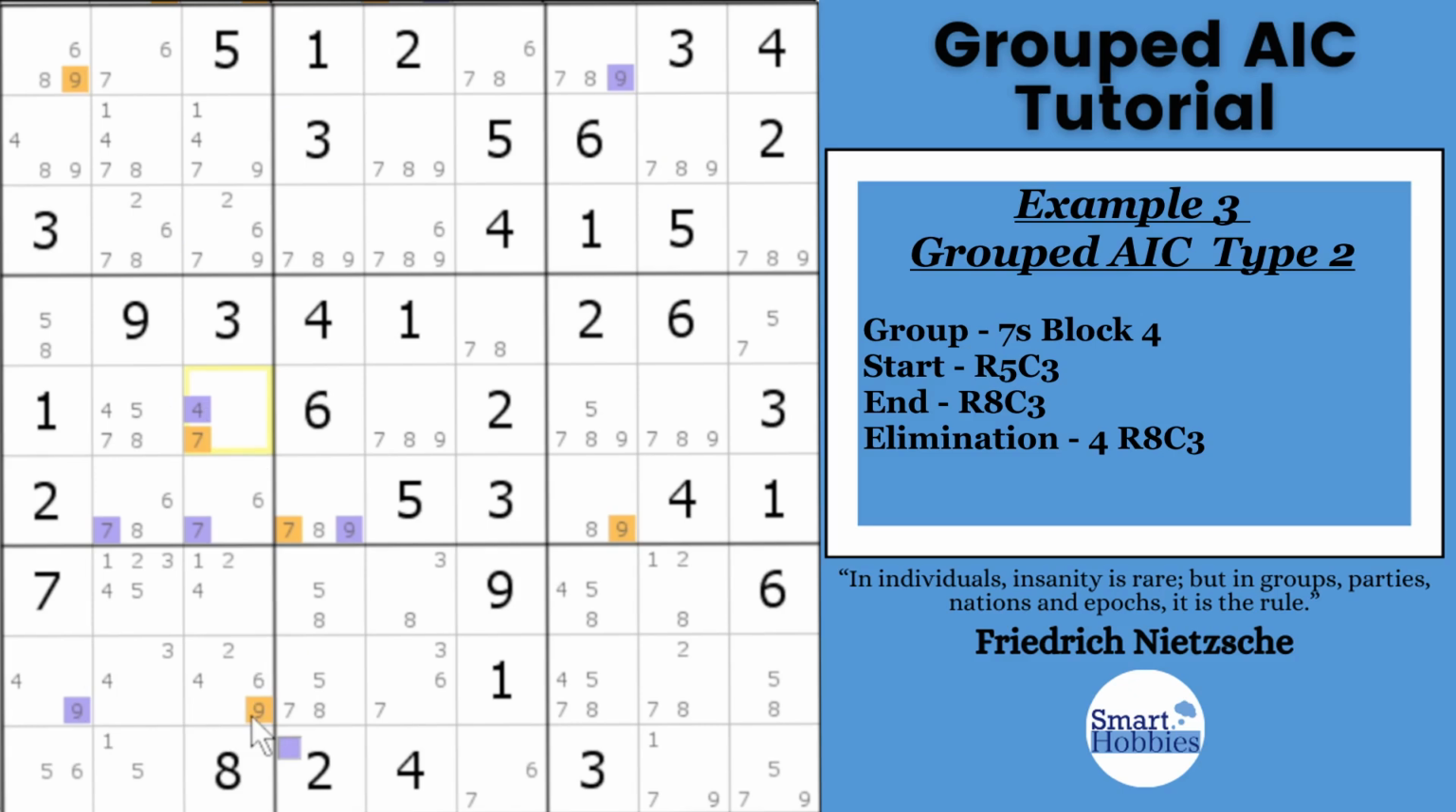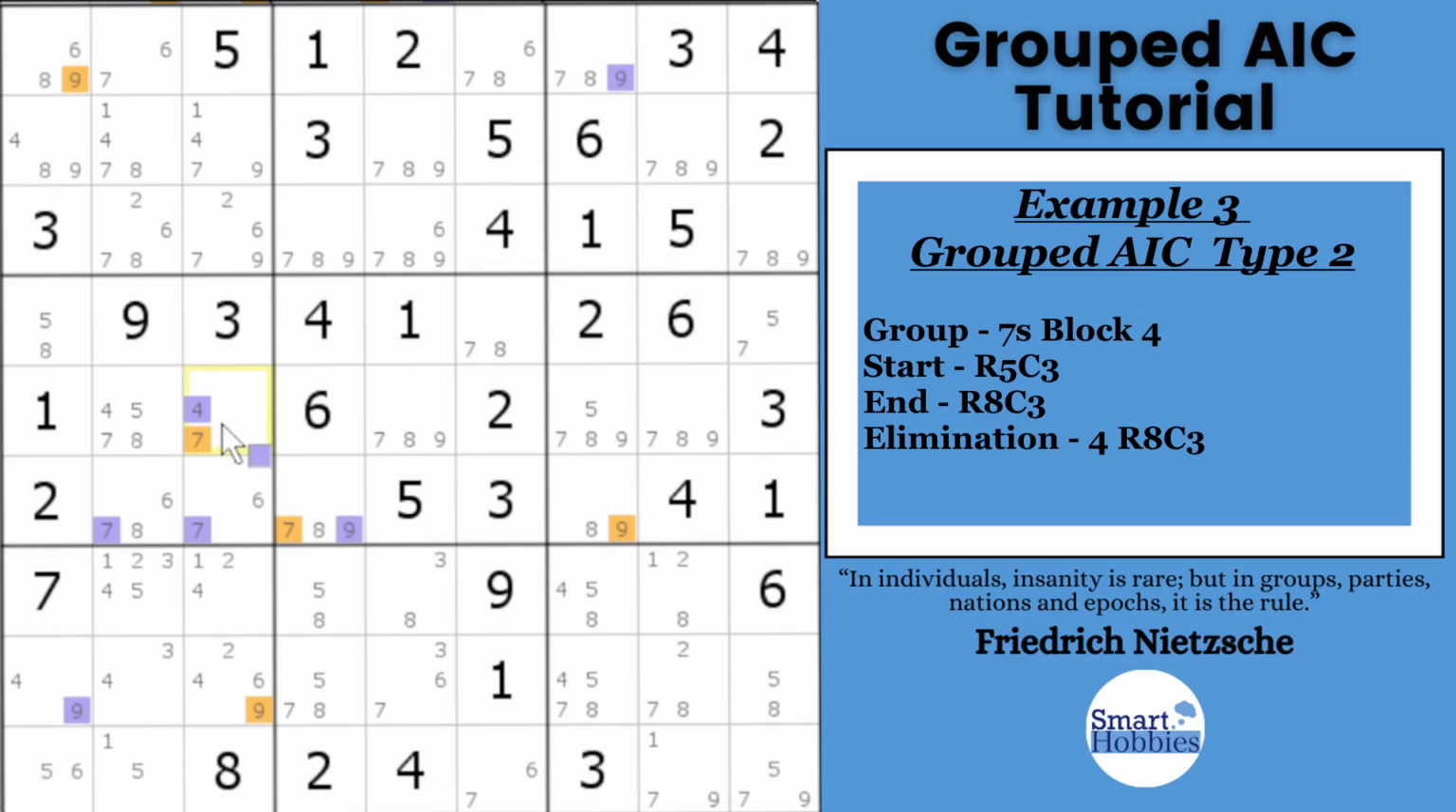So alternate inference chain type 2, if you remember, you start with a strong link in the same house, but you have two different candidates. And what it means is you can eliminate the start candidate, a 4, from the end of the chain, and you can eliminate the end candidate, the 9, from the start of the chain.